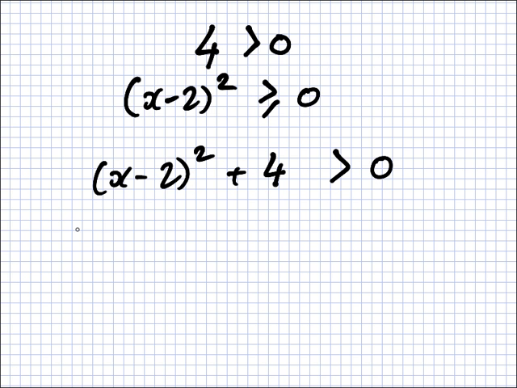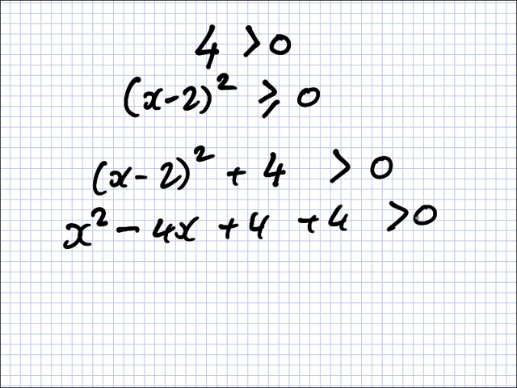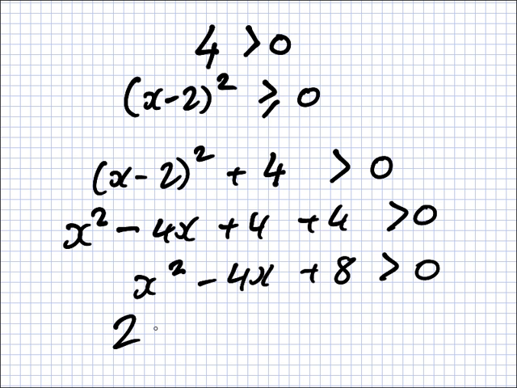So that's x squared minus 4x plus 4 more than 0. We're still agreeing? Yes. Okay. X squared minus 4x plus 8 more than 0. Right? Now I'm going to multiply everything by a number. Am I allowed to do that? Of course I am. Let me multiply everything by 2. 2x squared minus 8x plus 16 more than 0.